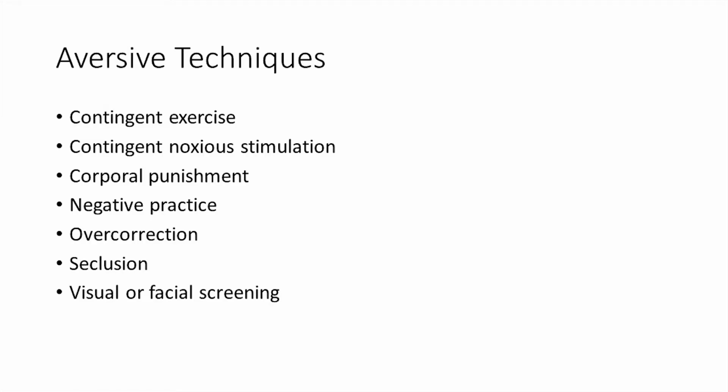So prohibited interventions include abuse, neglect, exploitation, and mistreatment. Please refer to the abuse, neglect, exploitation, mistreatment training for more examples in each of those areas. Aversive techniques include contingent exercise, contingent noxious stimulation, corporal punishment, negative practice, overcorrection, seclusion, and visual or facial screening. Now we'll go over each one in depth and I'll try to give you good examples for each area.